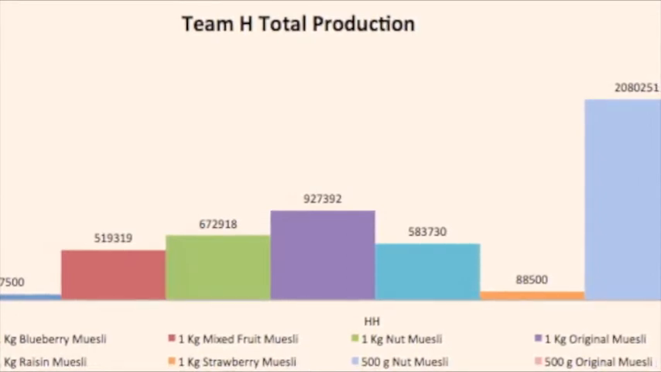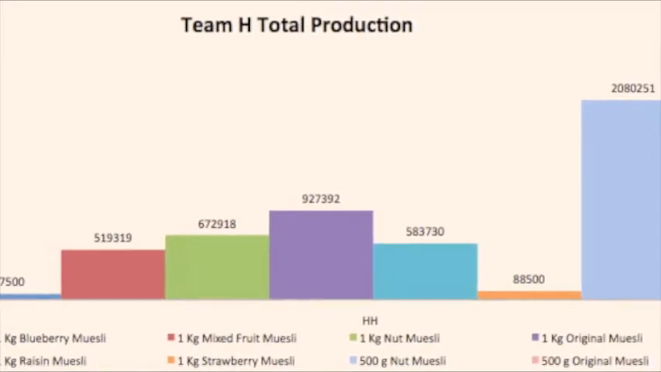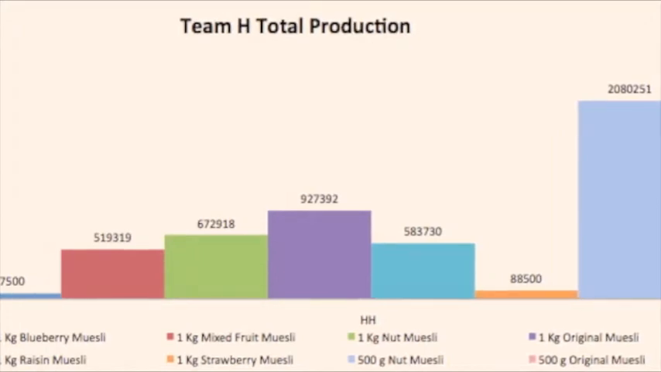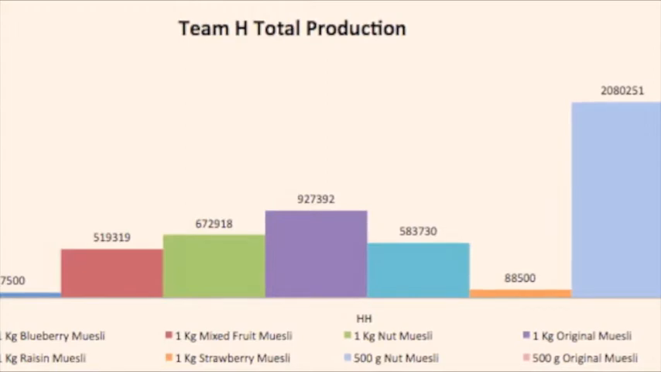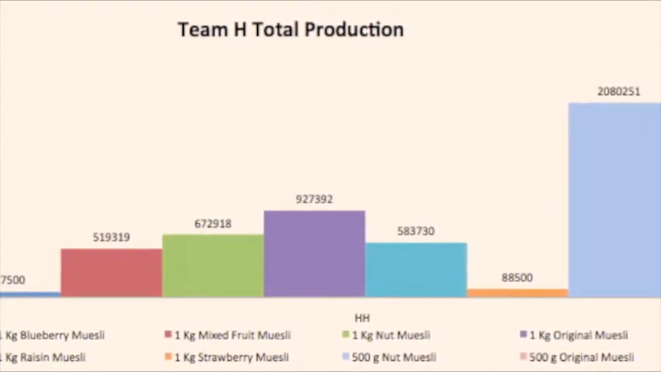500 gram nut had over $2 million in sales and 500 gram original had over $1.4 million in sales. Combining these 2 products together made up 1/3 of all the sales we had. We also focused on 1 kilogram nut and original, which were our next highest produced products. They did not make up nearly the amount that 500 gram nut and original made up, but these 4 products made up the majority of the products that we provided to customers.